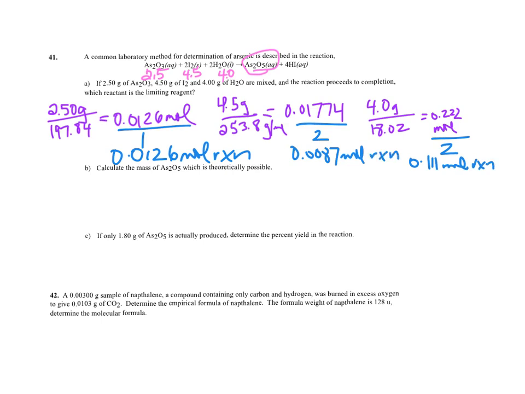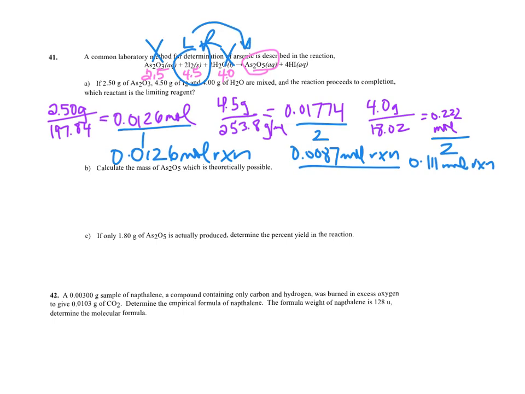The limiting reagent is then going to be the one that produces the least moles of reaction. So it looks like I2, producing that many moles of reaction, is our limiting reagent. These are going to be in excess, and we're going to utilize that to find the percent yield eventually.